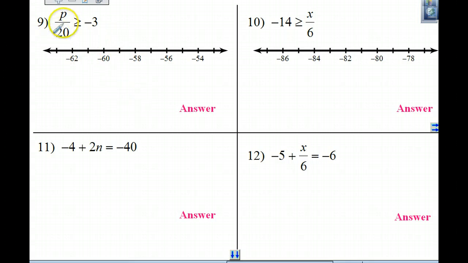Flip it over, or where we are? The bottom here, number 9. What does this mean on the left-hand side right here, on number 9? What does that mean? Yeah, that means some number divided by 20 is bigger than or equal to negative 3. What's the opposite of divided by 20? Multiply by 20. Good. So both sides multiply by 20.